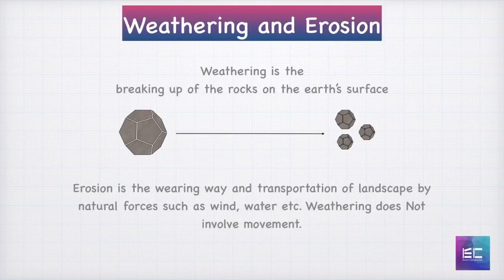So, what is the difference between weathering and erosion? Weathering does not involve movement of dust particles or sediments, whereas in erosion, first they get separated from a rock or surface and then they are transported by wind, water, air, or glaciers.